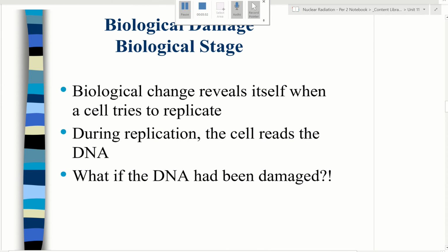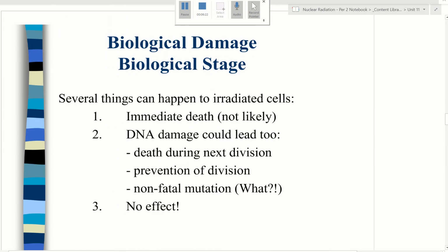Now the biological stage comes into play. The biological stage is when the cell that has been damaged tries to replicate. It's only at that time, when the cell replicates, that we actually know the extent of the biological damage. Now, if that cell never replicates, there's no biological damage. If the cell begins to replicate and dies, now the damage becomes evident, or something else could happen. The DNA could mutate.